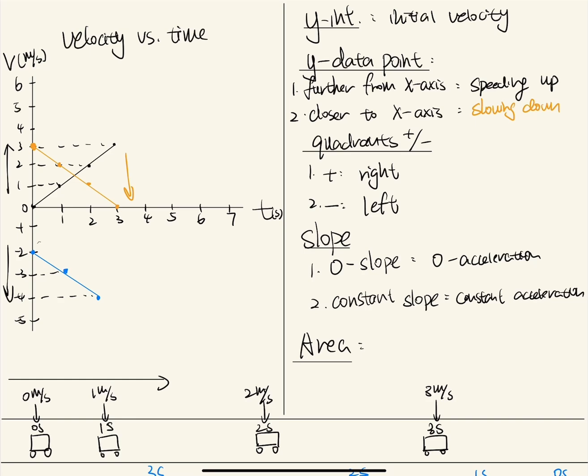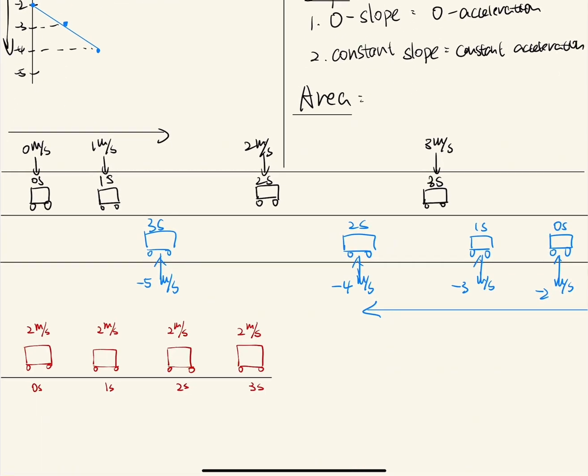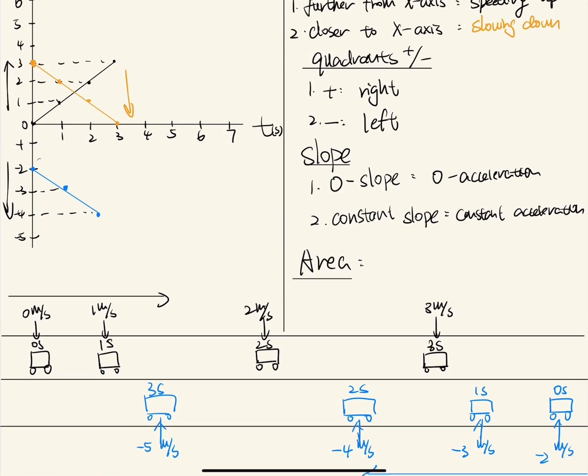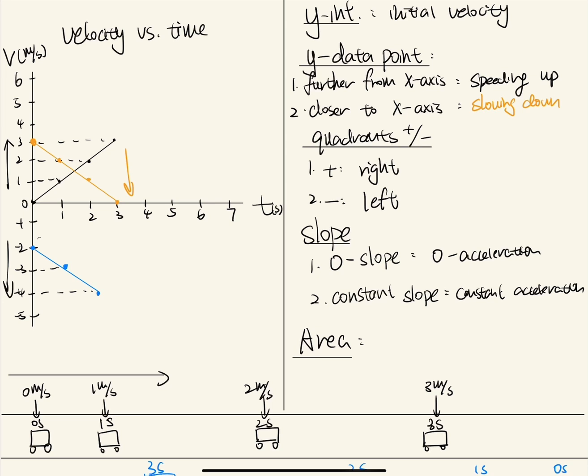Now, what does a zero slope mean? You can see the red car over here. Regardless of the time change, the velocity of the red car is always 2 meters per second. So if we are to plot the red car on the vt graph, it would look like this. It's a horizontal line with no slope.